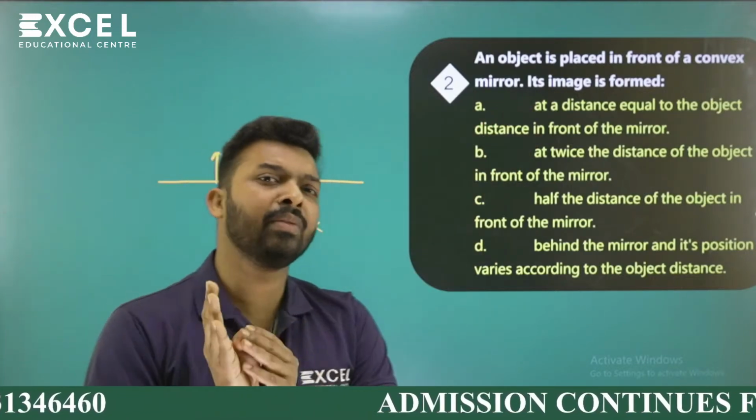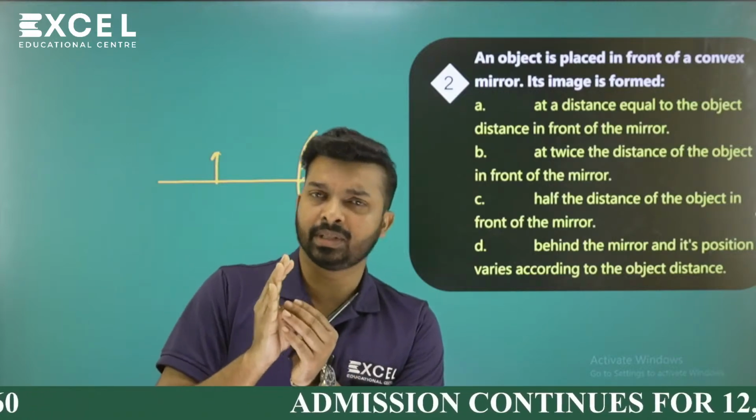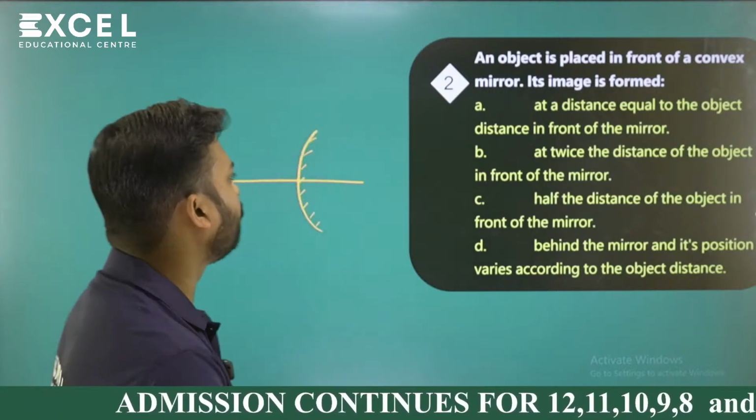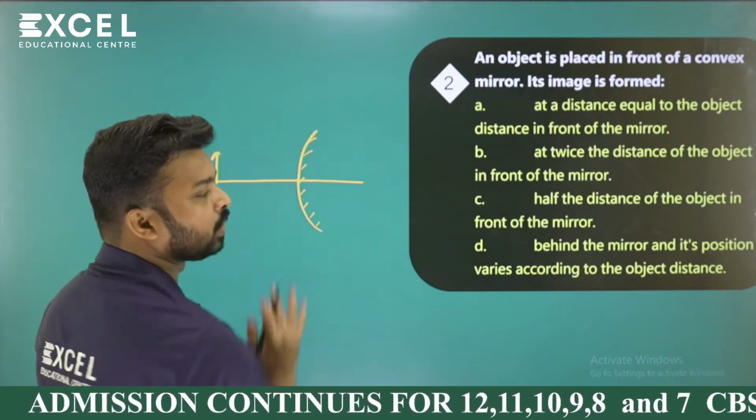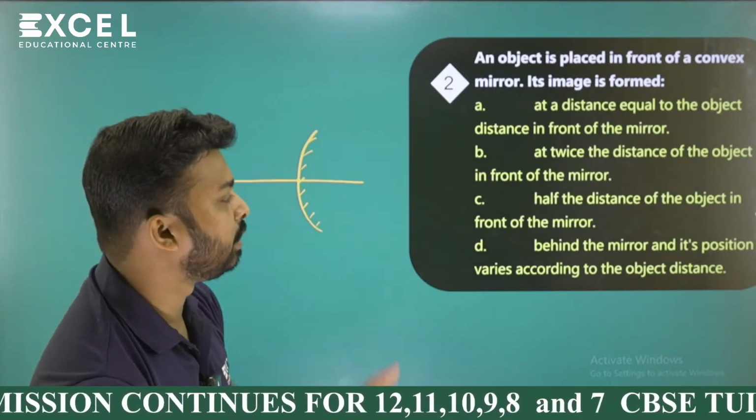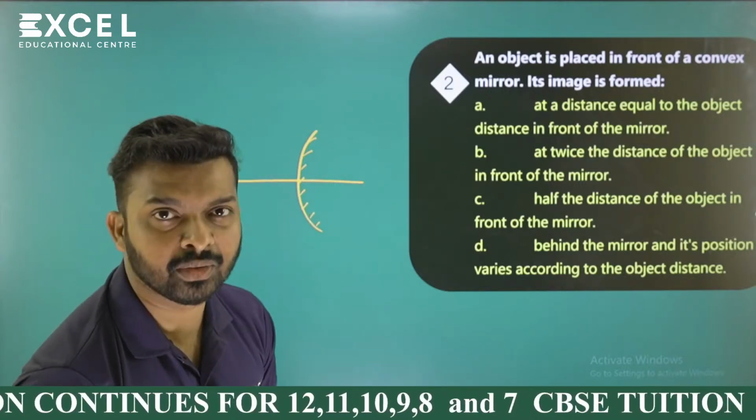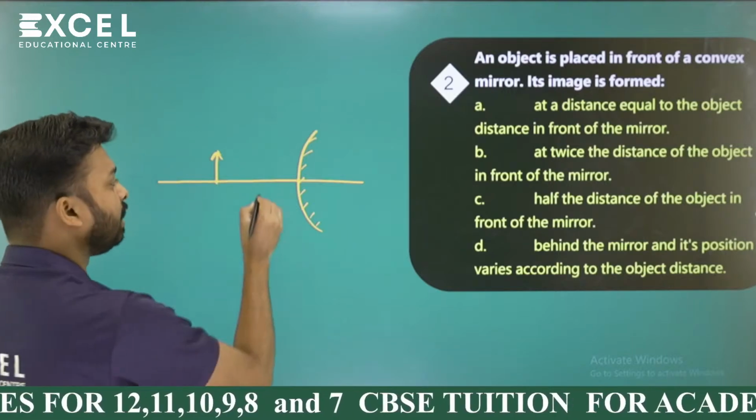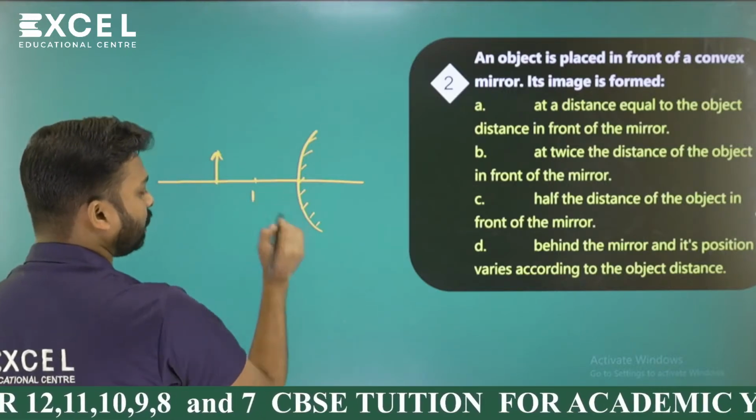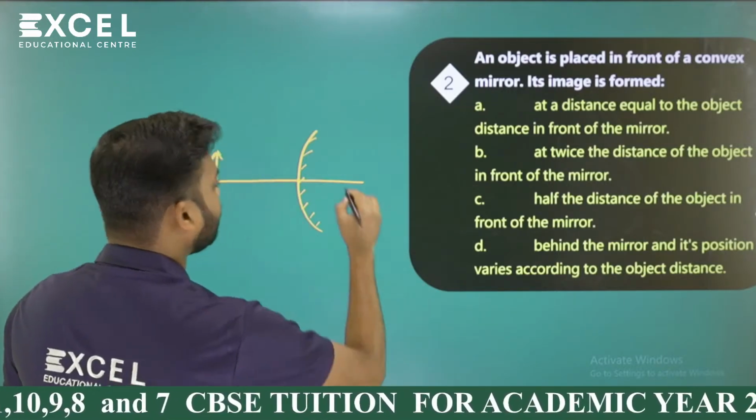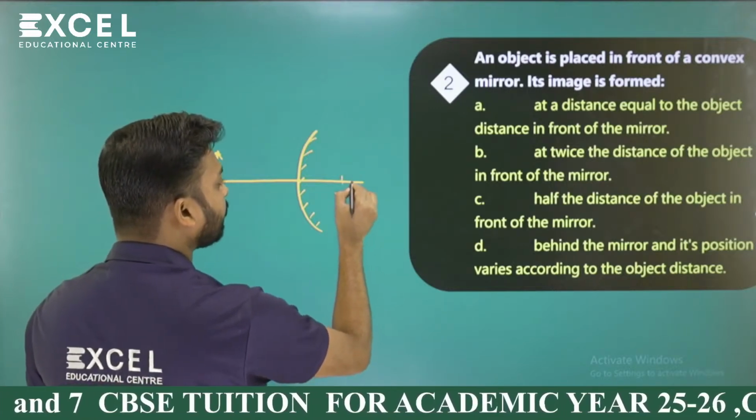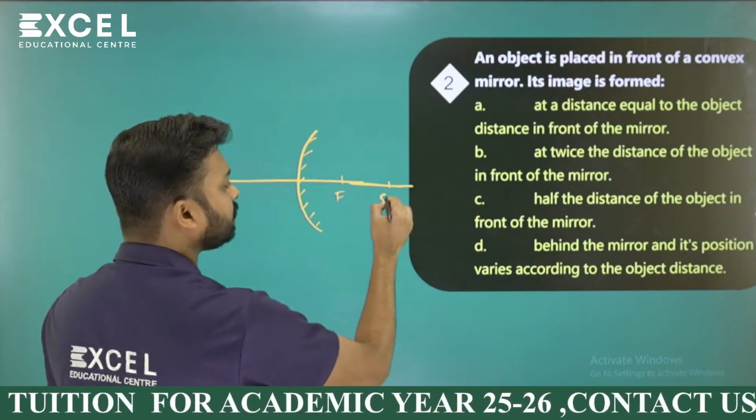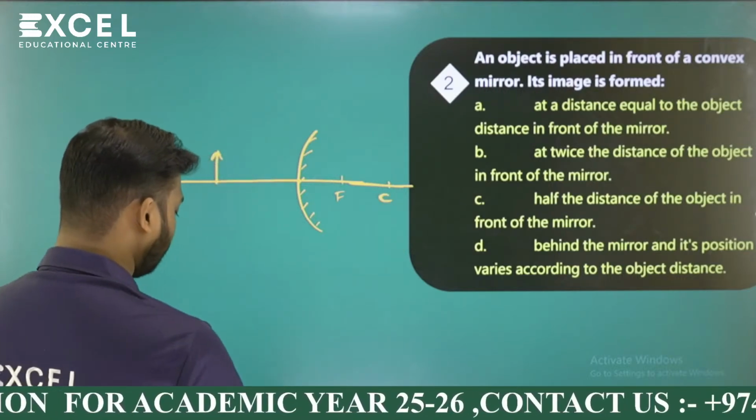Understand one thing, whenever the object is kept at infinity or between infinity and pole, the image will always be formed on the other side, behind the mirror. So let me draw it. Here the focus will be on this side, and C is also on this side.